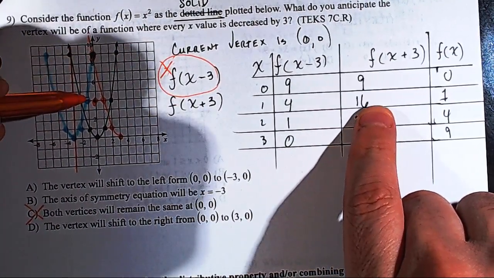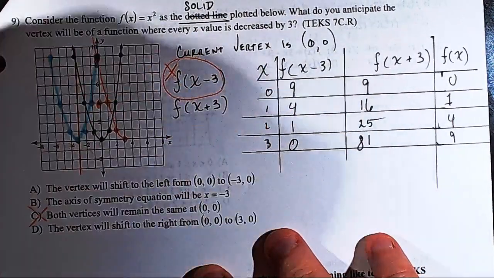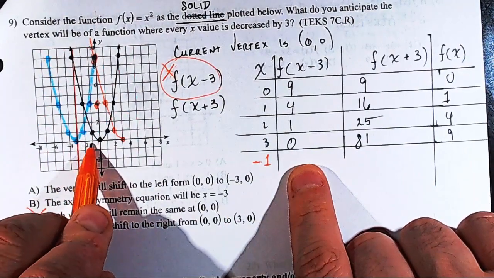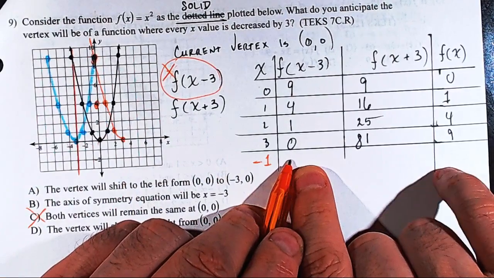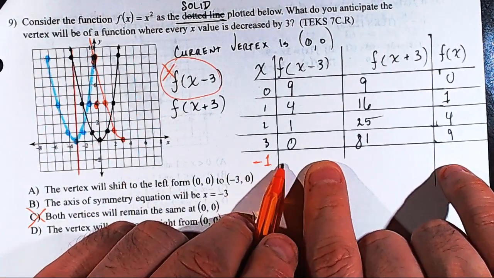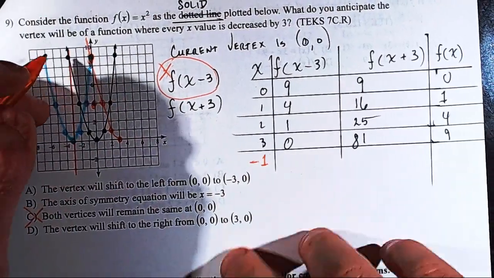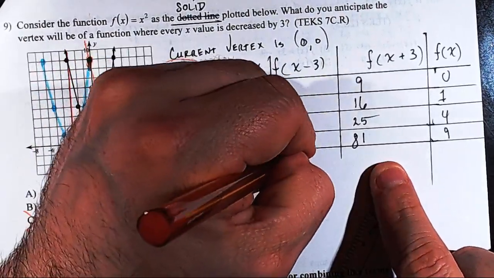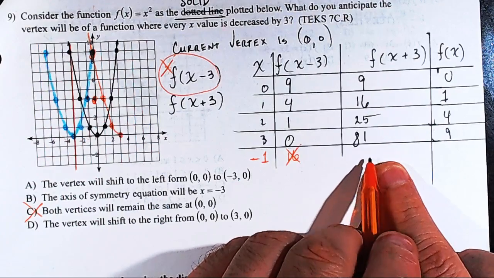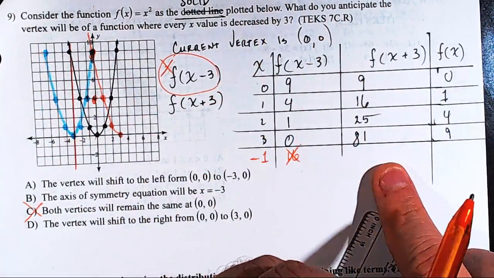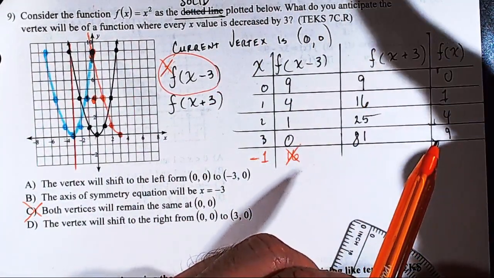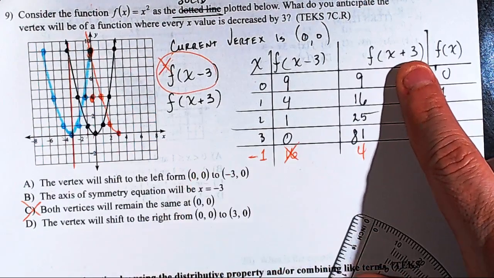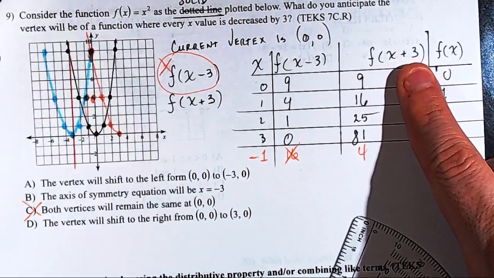Let's check these other points. How about this? When x is negative 1, that's right here. Y is what? Negative 1 minus 3 is negative 4. Negative 4 squared is 16. All right, so is that at 16? Nope. It's actually at 4. So this is 16. That's not right. Let's check this one. F of x plus 3. Negative 1 plus 3 is negative 1, 0, 1, 2. So 2 squared is 4. So is y at 4 when x is negative 1 using this model? So I'm at negative 1. I go up. Yep, I'm right there. So this works.